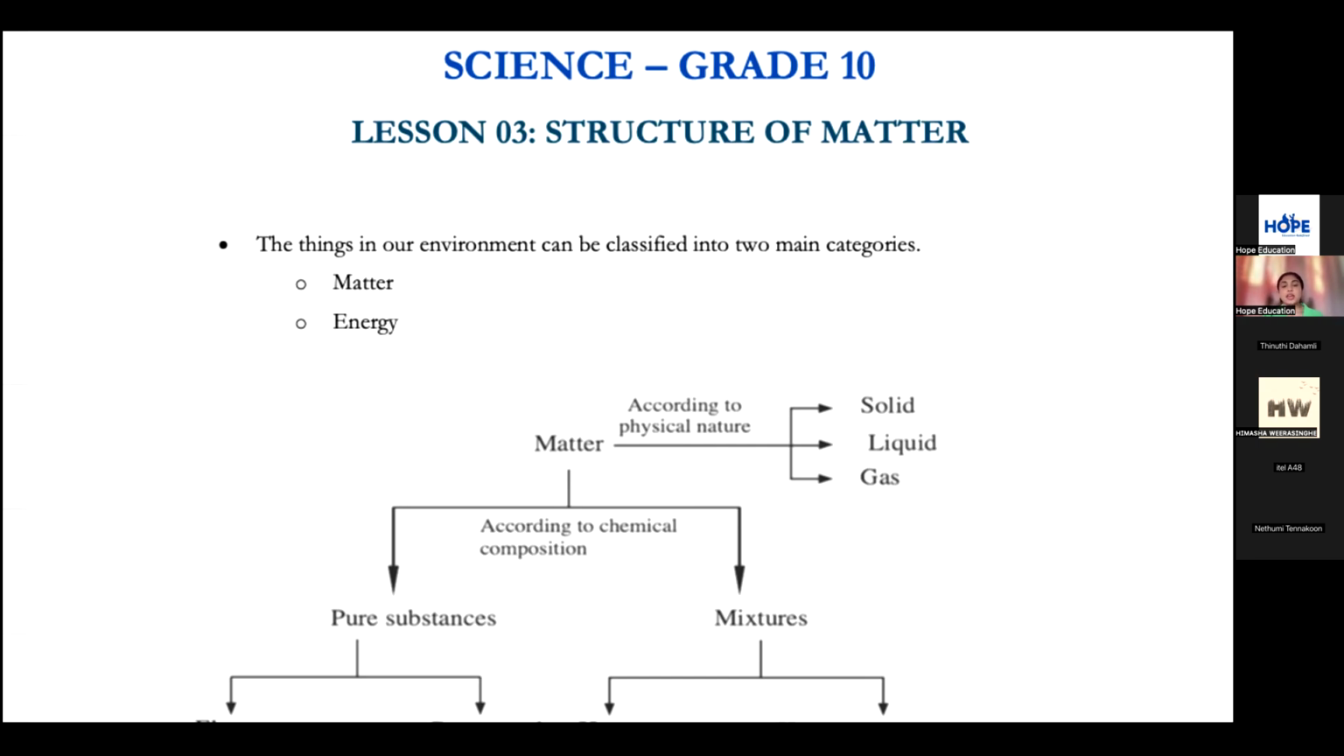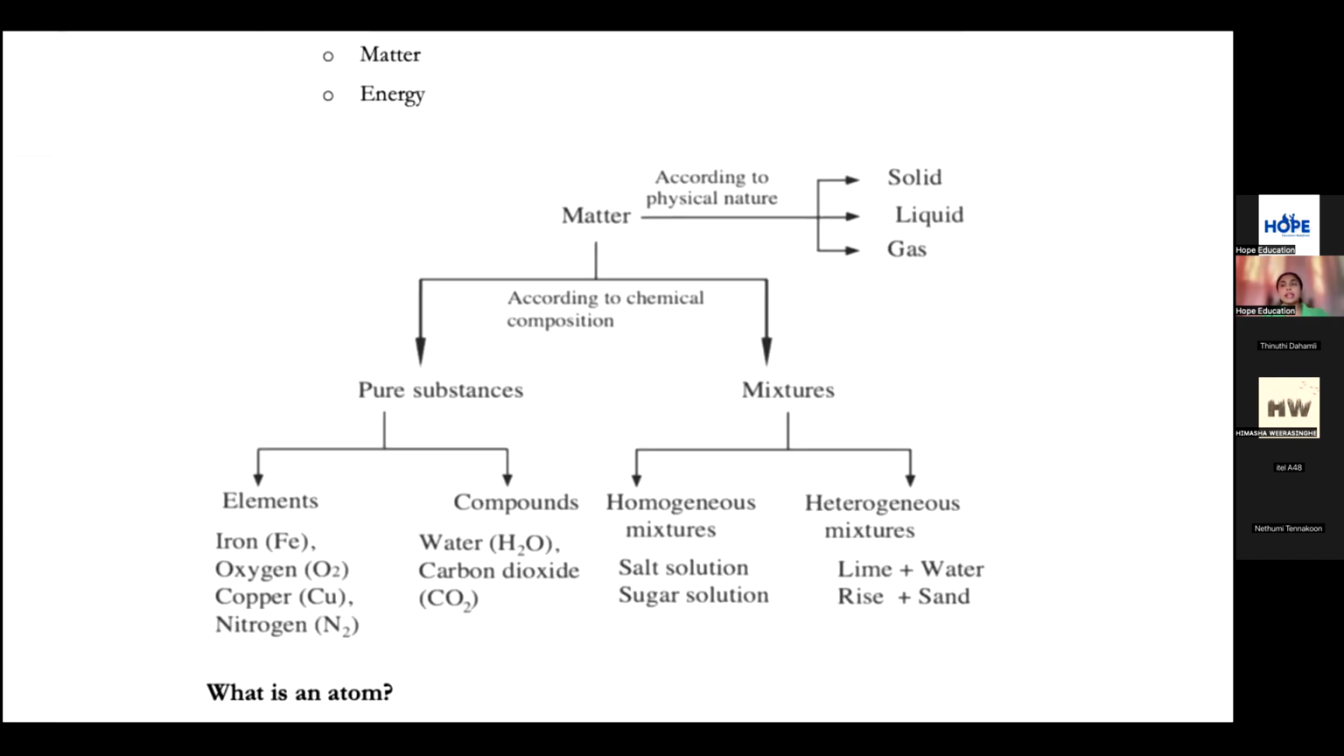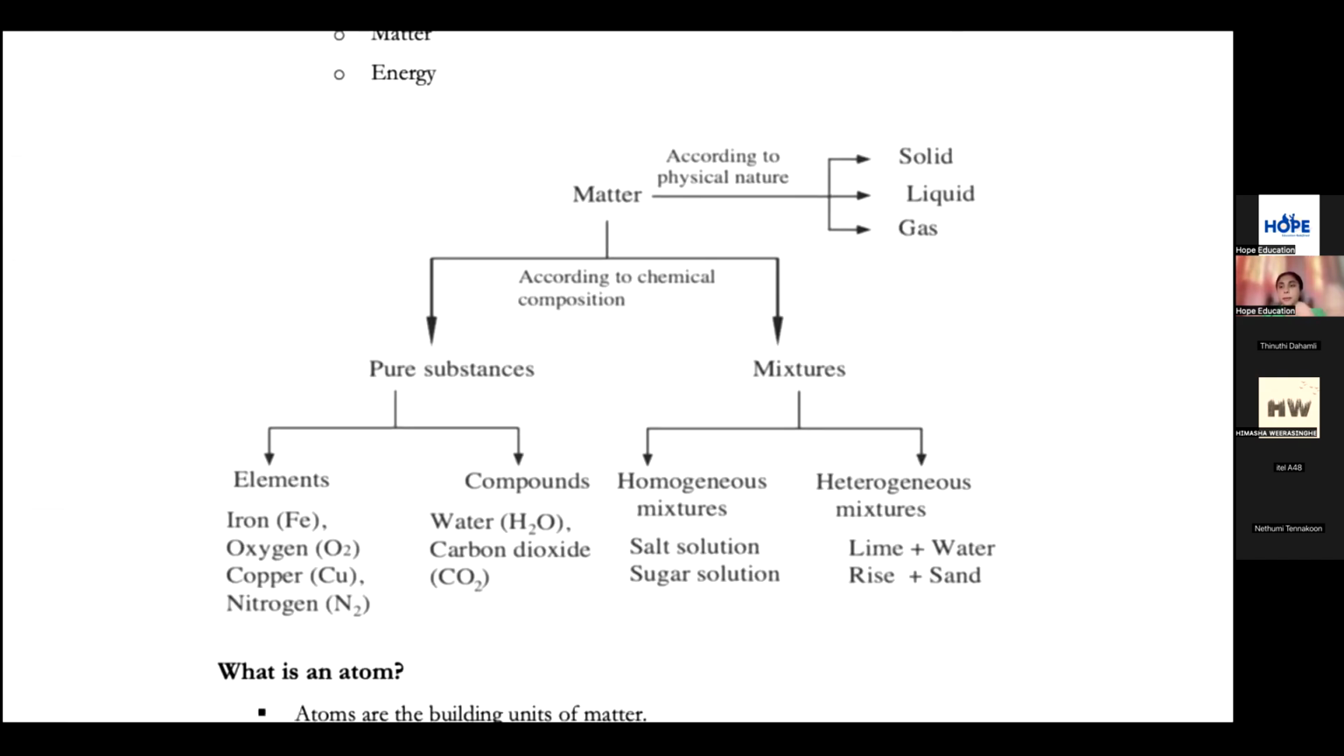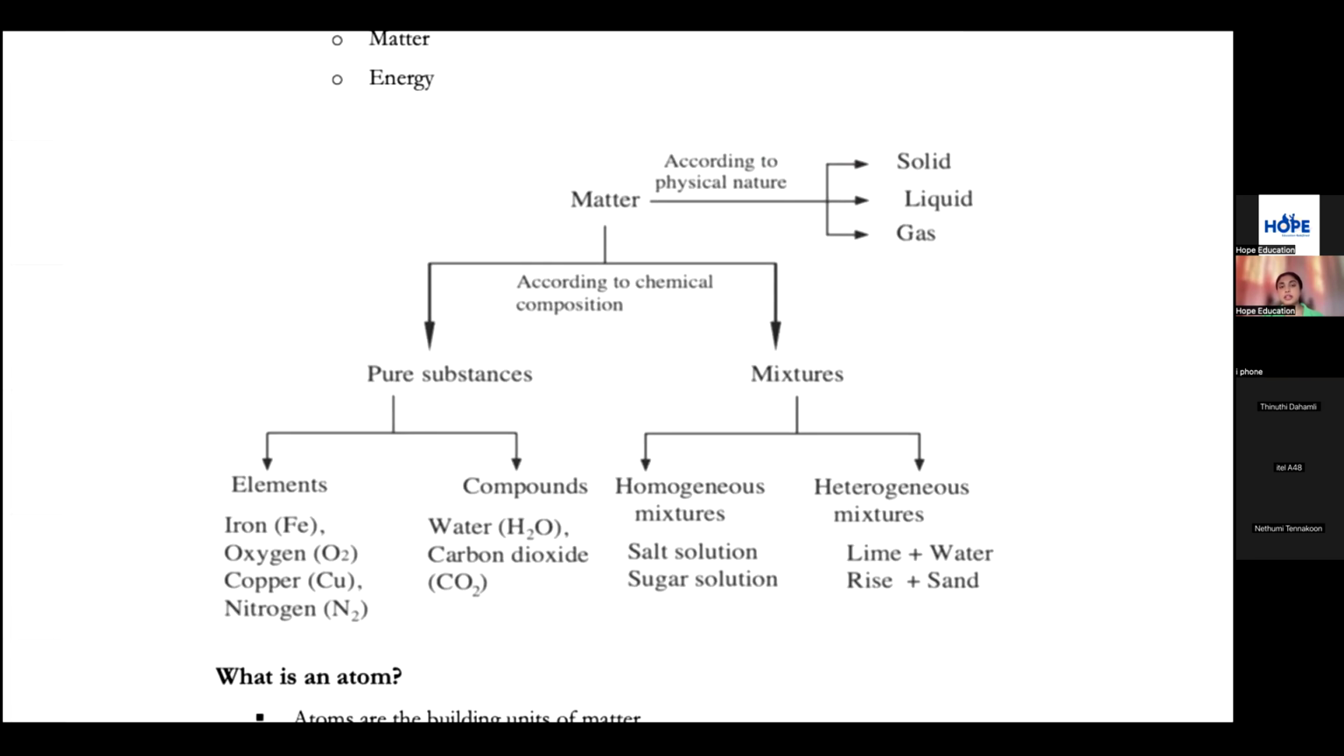Okay. So this is like a small classification of matter. It's slightly blurred on the board, but don't worry about it too much. So matter can be classified into three types as solid, liquid, and gas. Right? Solid, liquid, and gas.